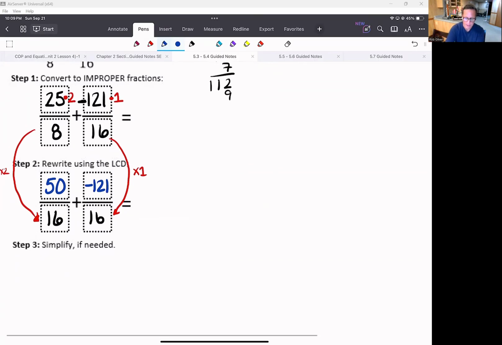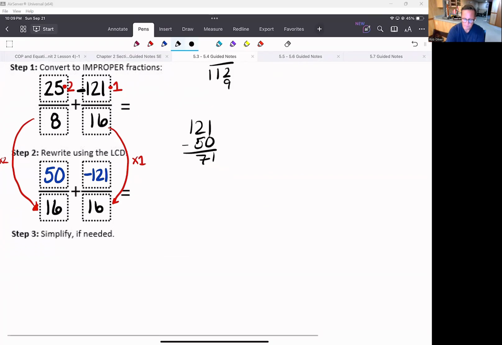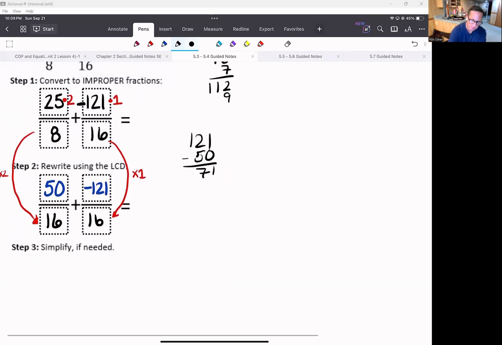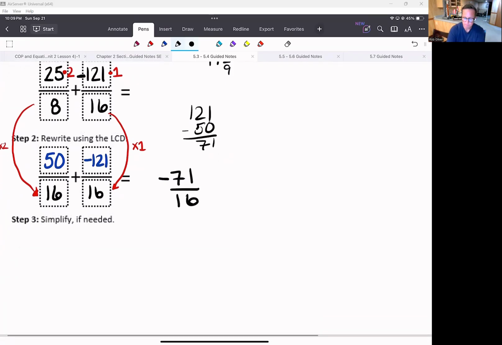So 50 plus negative 121. So we're going to do 121 minus 50, right? Which is what, 71? So it's going to be negative 71. I'm going to get negative 71 over 16.